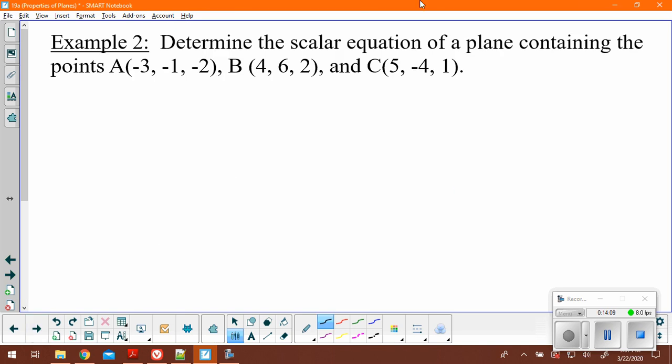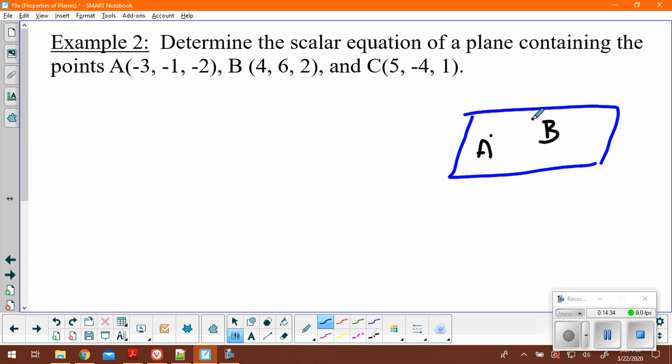Okay, example 2. Determine a scalar equation of a plane containing the points A, B, and C listed here. This is very different because we don't have a normal vector. We have lots of points. So we'll do a little sketch here for a second. Just think about what's going on. I have 3 points on my plane, A, B, and C, wherever those are.